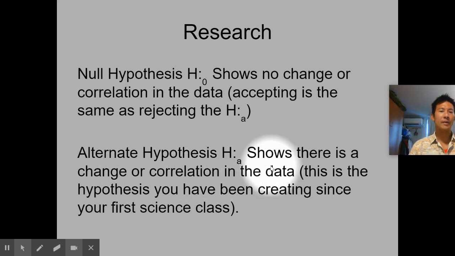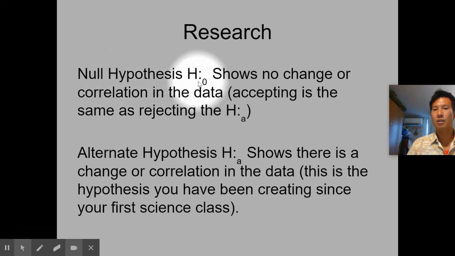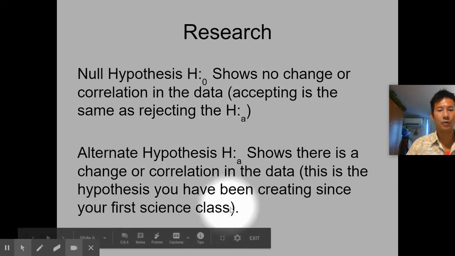Do understand that your alternate hypothesis has to show that there is a change or there is a correlation in the data. Now, once you finish writing your alternate hypothesis, you then go back up to the empty space and you write your null hypothesis. Do understand that the null hypothesis shows no change or no correlation in the data. All right. Now, if you accept your null hypothesis, it's almost as if you're rejecting the alternate.